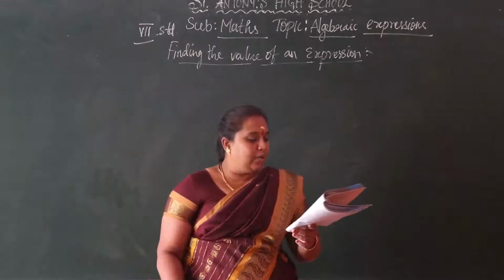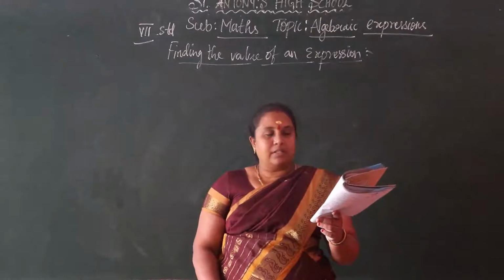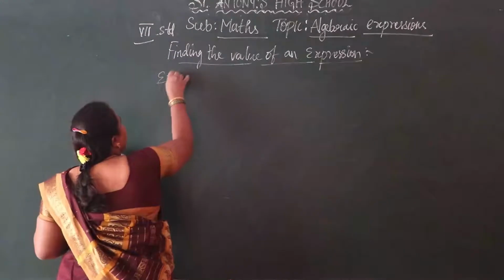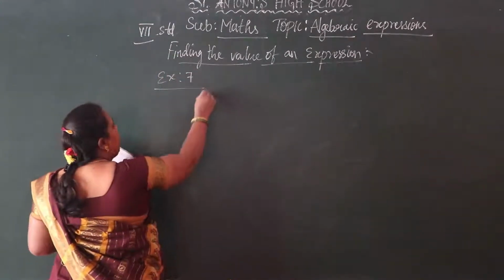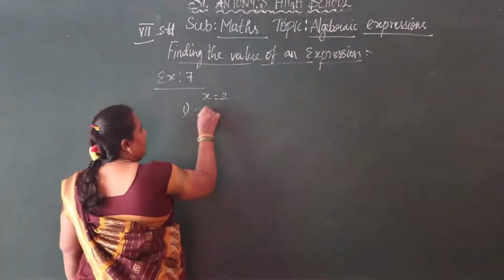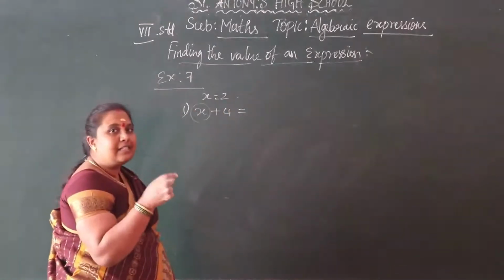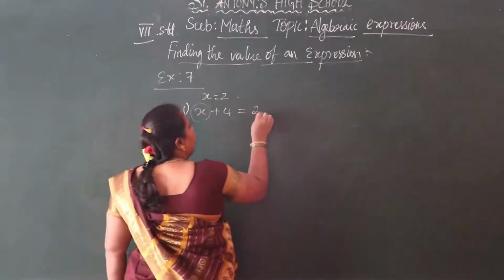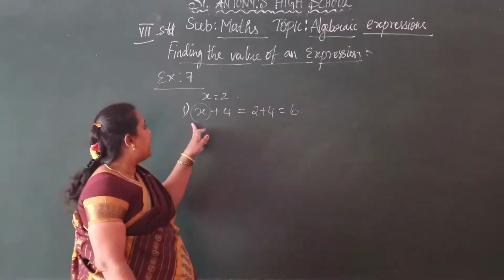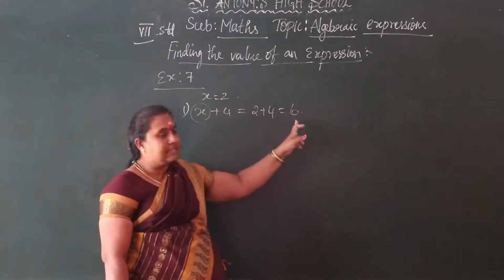So how to find out the value of an expression? Find the values of the following expressions for x equal to 2. See example 7, it is given to you: x equal to 2. The first question is x plus 4. Here you have to substitute the value of x as 2. So that is 2 plus 4, which equals 6. The value of x is 2 means the value of expression x plus 4 is 6.